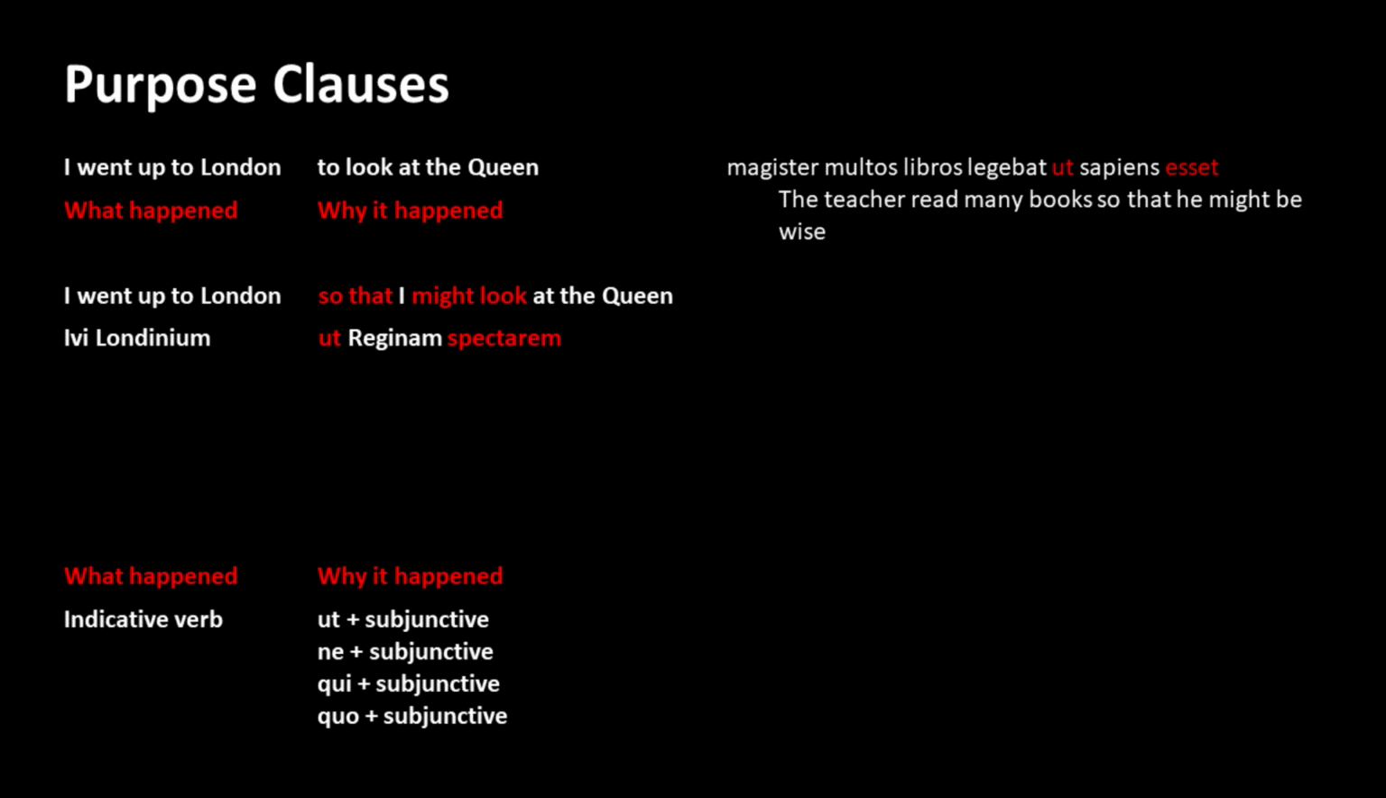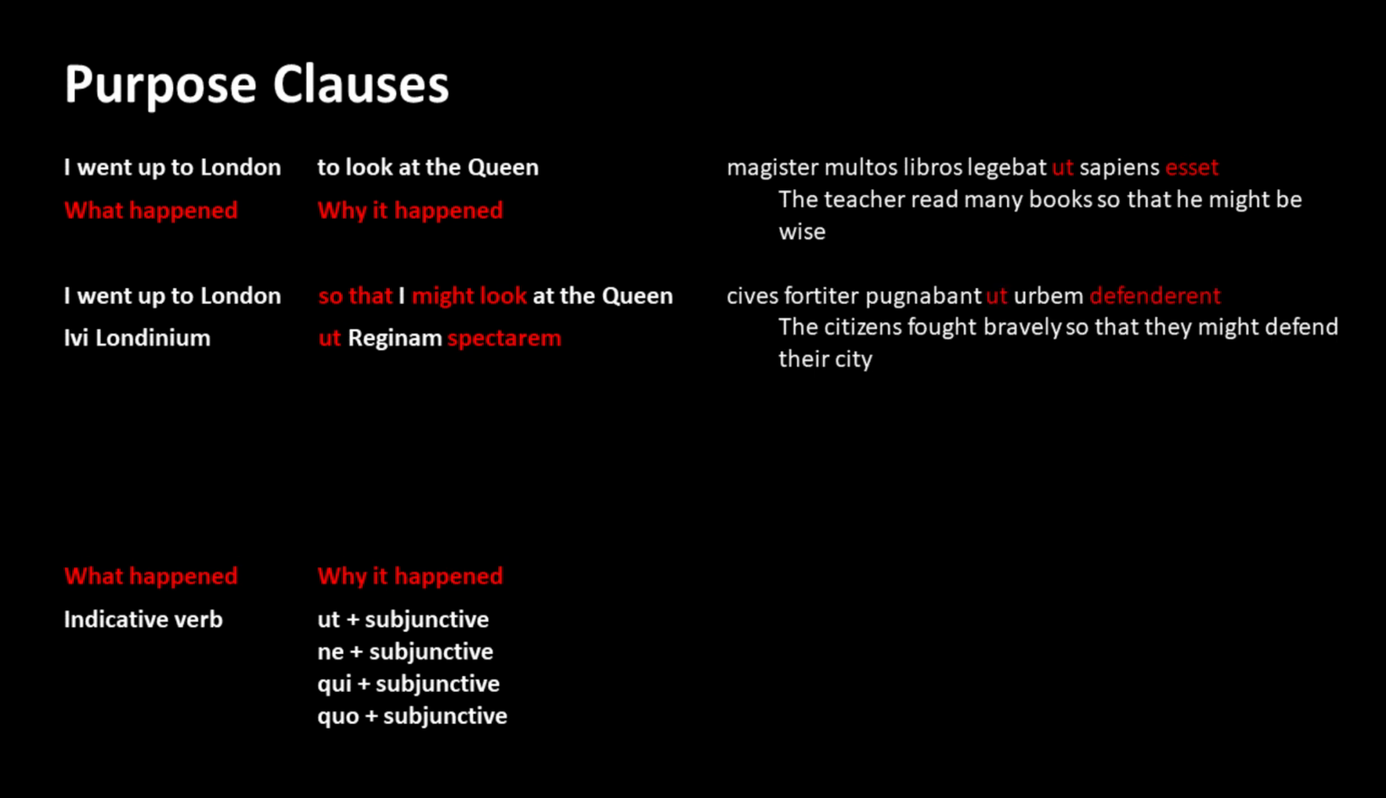Or another standard ut clause. Cives fortiter pugnabant, ut urbem defenderent. The citizens fought bravely so that they might defend their city. I don't think I have anything more to add on this. Indeed, looking at it, this particular example may be redundant, may be superfluous. But here it is. I'm not changing the tables now.